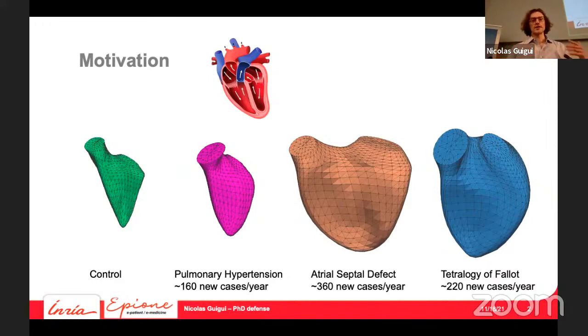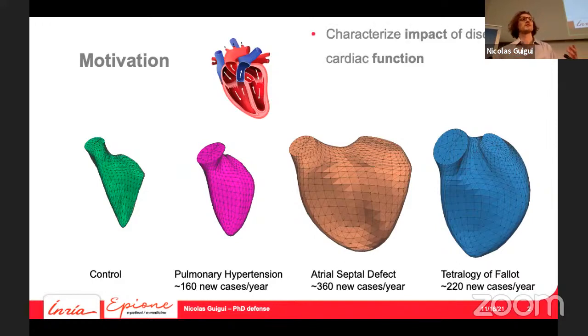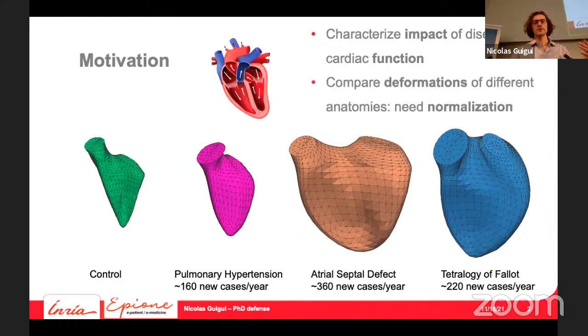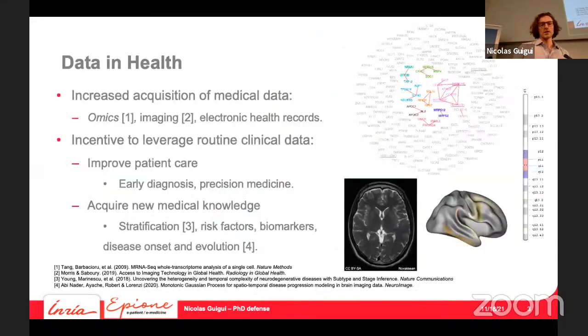And so the challenge is really to characterize the impact of the disease on the cardiac function, which involves comparing deformations of different anatomies, thus raising the need for a normalization strategy. And this work was done in a greater context of increased acquisition of medical data in health, from molecular data called omics to imaging data acquired by MRIs, scanners, echographies, to text data from electronic health records.